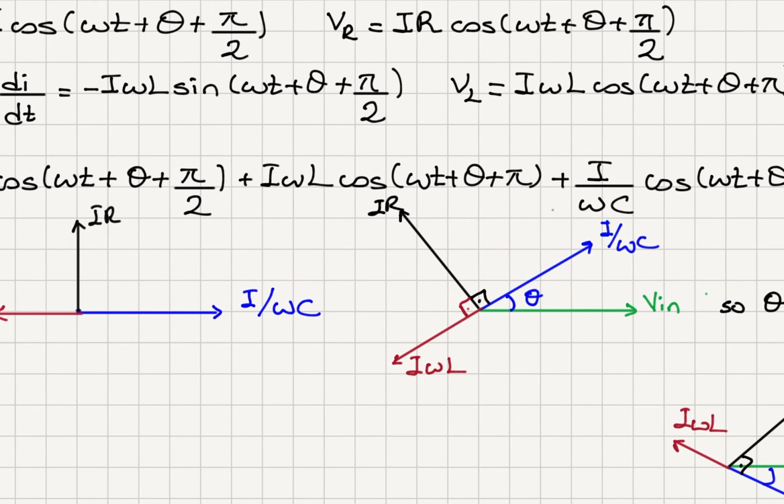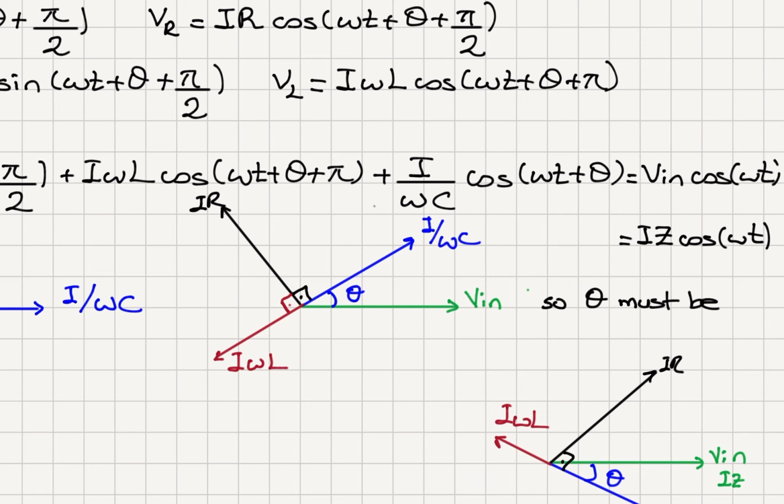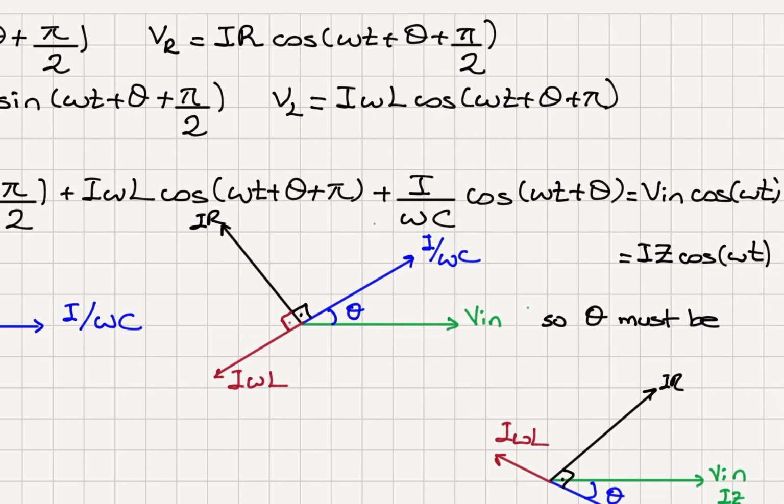So if you consider the input voltage is cosine omega t, it has 0 phase. The capacitor voltage makes an angle theta with respect to this voltage, so it's at an angle theta. And with respect to the capacitor voltage, omega t plus theta, I have plus pi over 2 for the resistor voltage and plus pi for the inductor voltage. Now you can see that in this phasor diagram, when you add these three phasors, they would not add up to V in this manner. So if you draw it this way, it doesn't make sense.